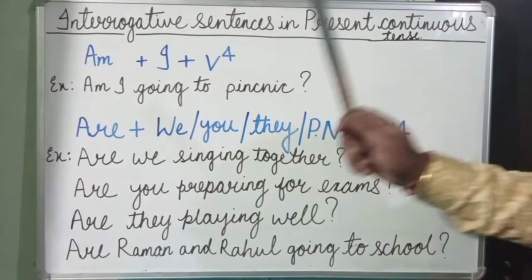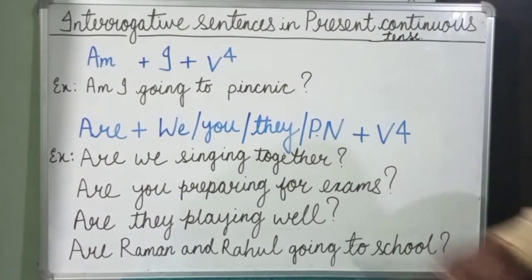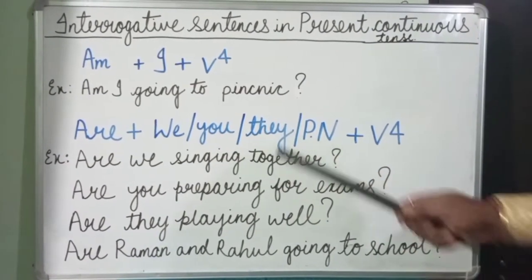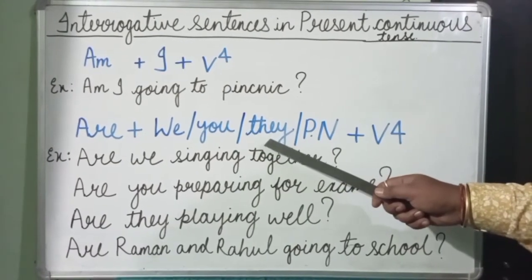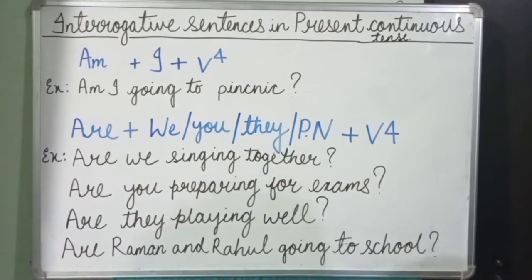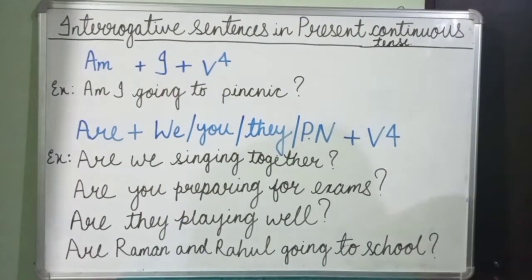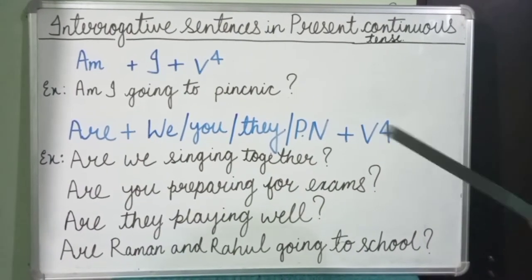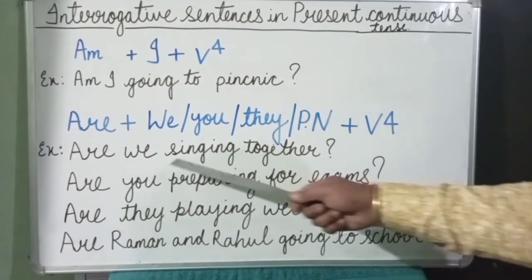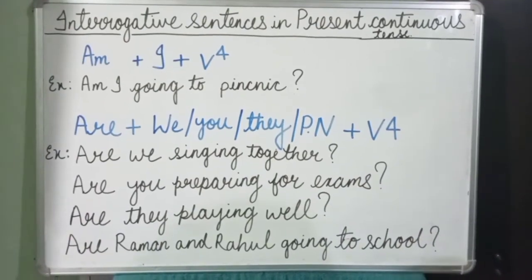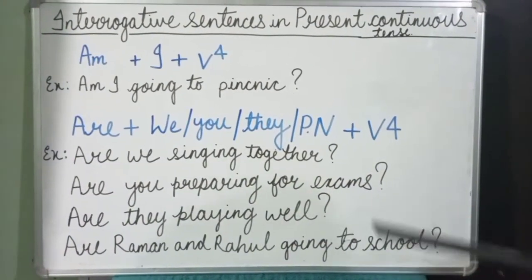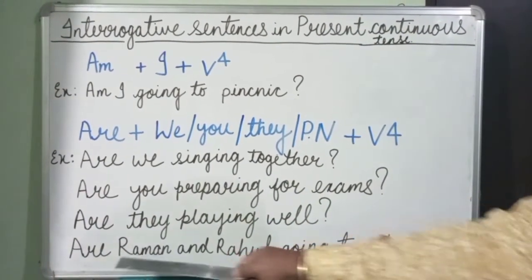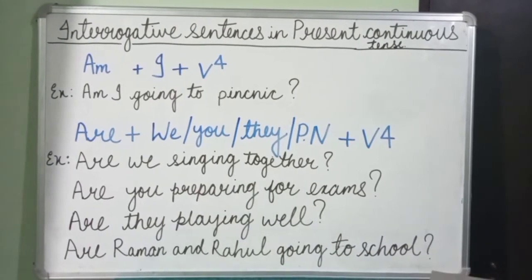Now, for first person plural, that is we, second person singular and plural, that is you, and third person plural, that is they and plural name, we have to add are in the beginning and the fourth form of verb afterwards. For example, are we singing together? Are you preparing for exams? Are they playing well? Are Raman and Rahul going to school?